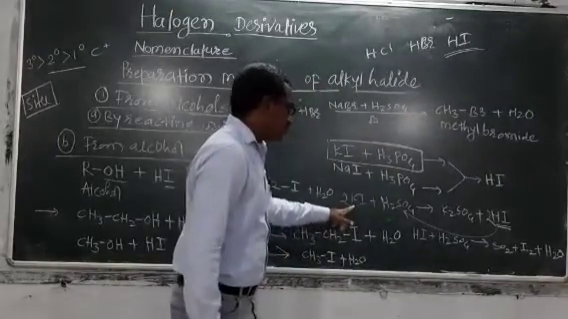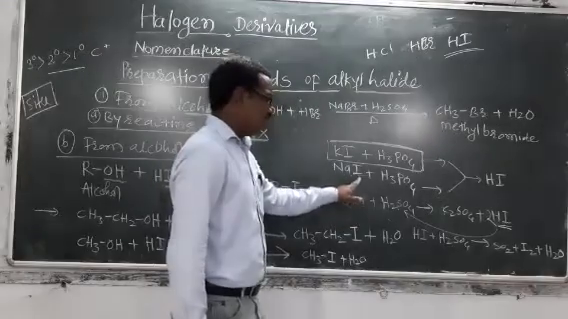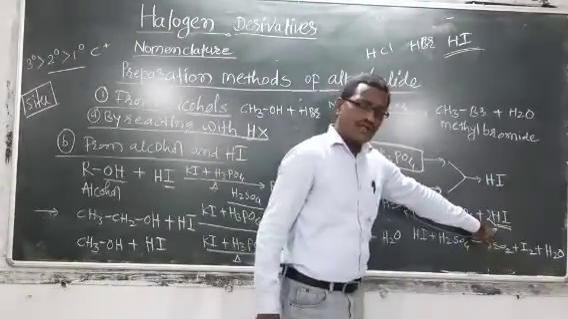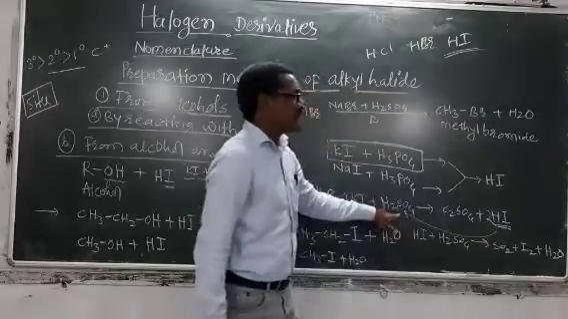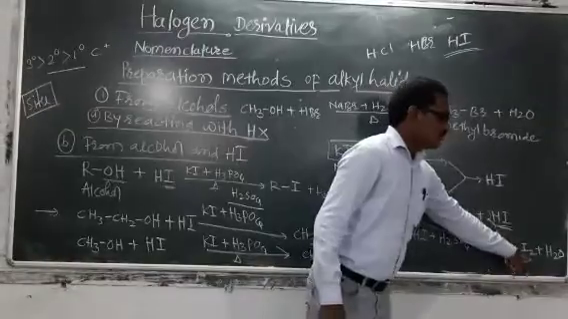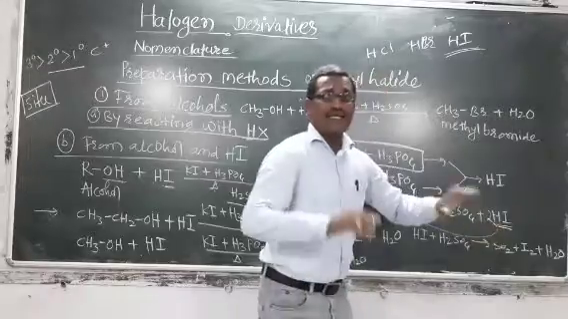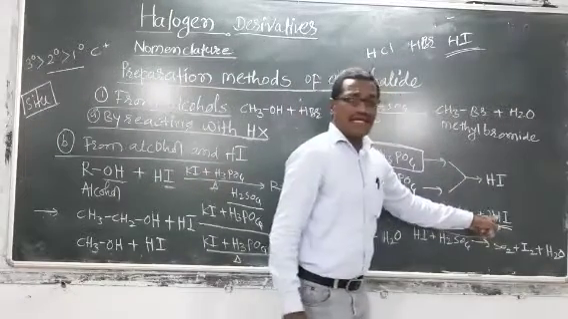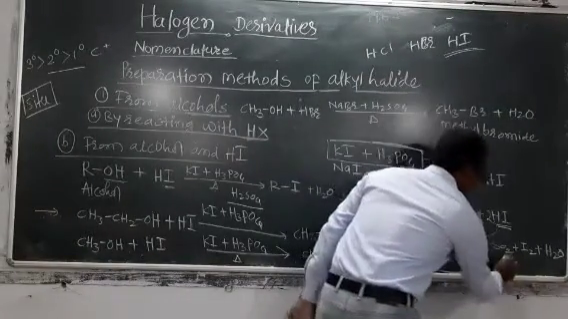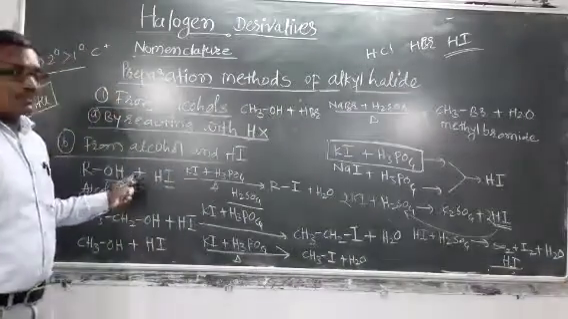What happens if we treat potassium iodide or sodium iodide with H2SO4? In the first step, we get HI as a product, but this product again reacts with H2SO4 and gives SO2 plus I2 plus H2O. This means the HI gets diminished, so we don't obtain any HI in the reaction, and the reaction will not proceed.